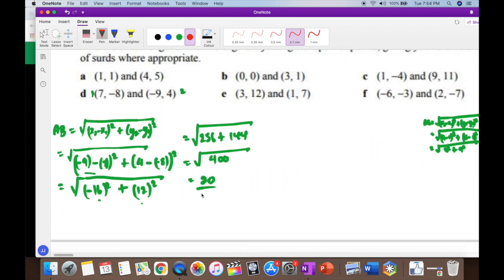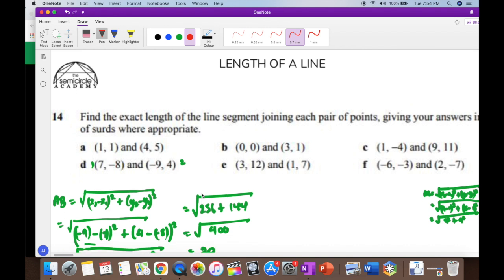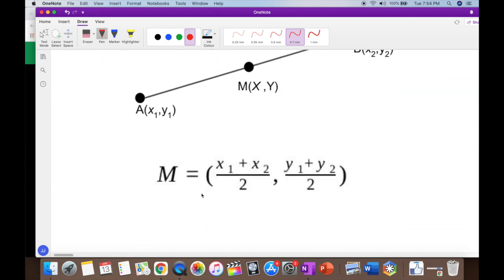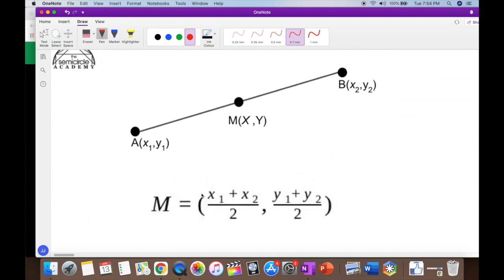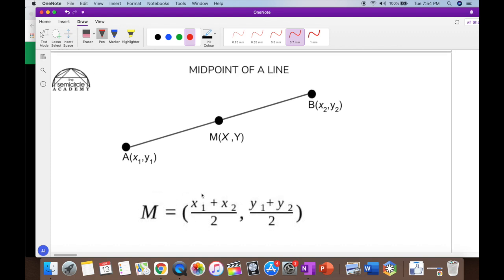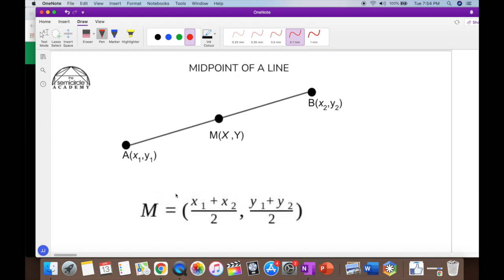Right, so we have the length of a line, and we have this real stupid looking formula that we have to learn for the length of a line. The other formula that we have to learn, the last one now, is the midpoint of a line. So the midpoint of a line, this is the formula. Take a minute and write it down, then I'll explain it. One minute please, just say done when you're done.